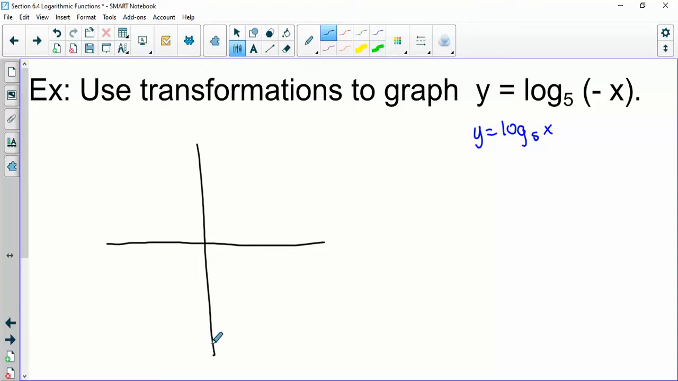Writing that one as a parent function, right? Not quite. The negative is on the x. So if you change the signs on your x, it flips it over the y-axis.